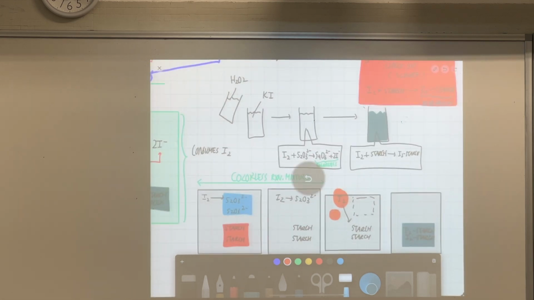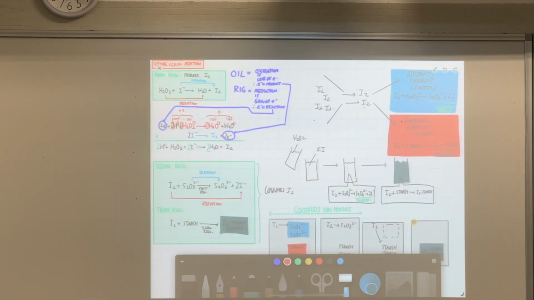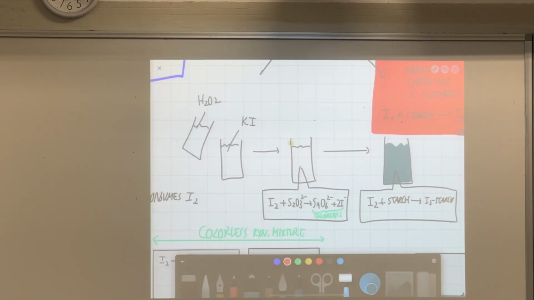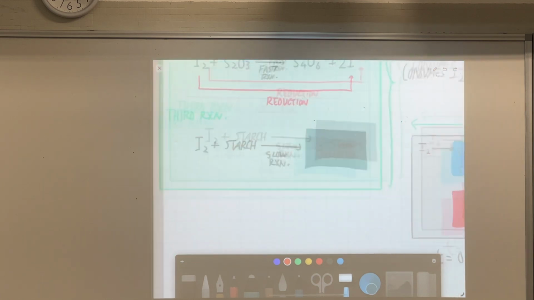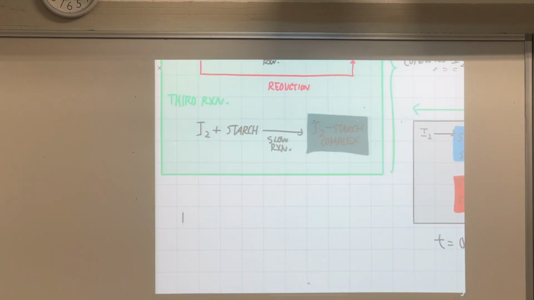So what is the observable event in this experiment? It is the time it takes for the solution to turn from colorless to blue-black. And we can use this to measure the rate. Remember, for all clock reactions, what do we do? We do 1 over time taken. So, the time taken for the blue-black color to appear.